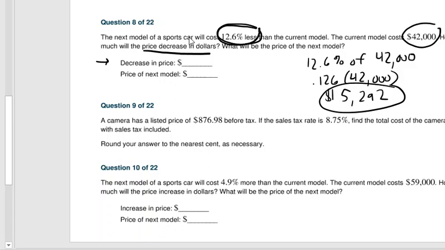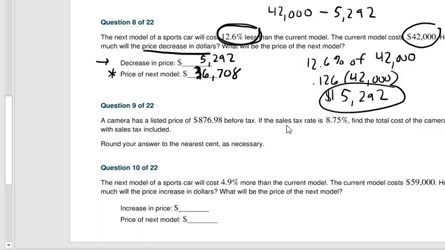Okay, that is the 12.6% less. So if the next model of a sports car is going to be 12.6% less than the current model, that means we have to take the price of the current model and we have to subtract the 5,292 to find the price of the next model. So the decrease in price is 5,292. And then the price of the next model is $36,708. Sorry, my 3 didn't work out very well there. That's the price of the next model.